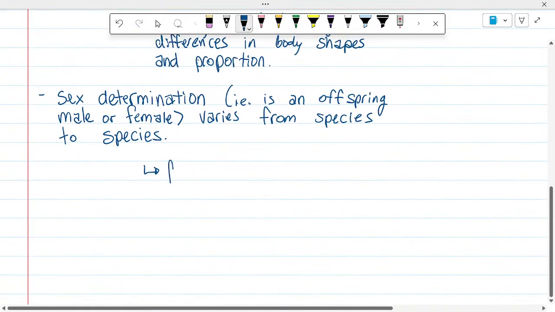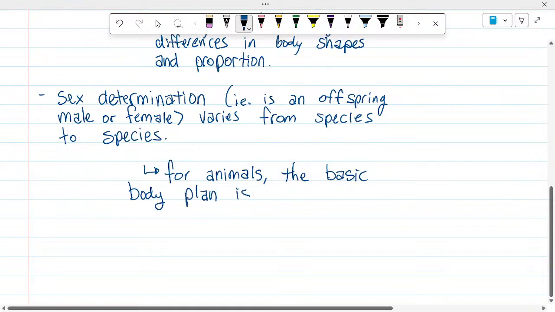For animals, the basic body plan is actually female. And it takes intervention along the way to have an offspring be male instead of female. So the male body plan is a variation on this.